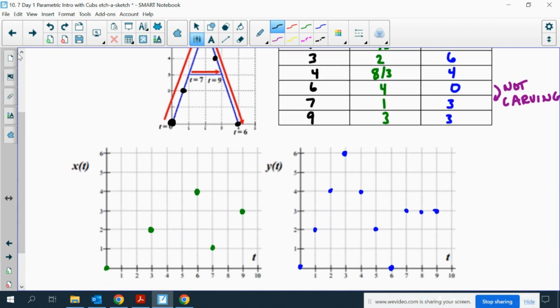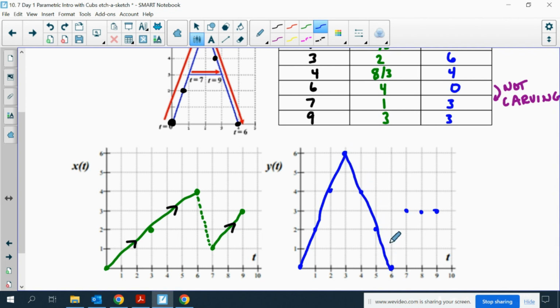So what we see is that this graph is moving to the right. Then it stops moving, or it stops carving, but it still moves. And then it goes to the right again. So this graph in terms of x of t, my horizontal movement, is always moving right. Whereas my vertical movement, the graph moves up, then down, then it does that 1 second of not carving, and then it's not moving up or down.